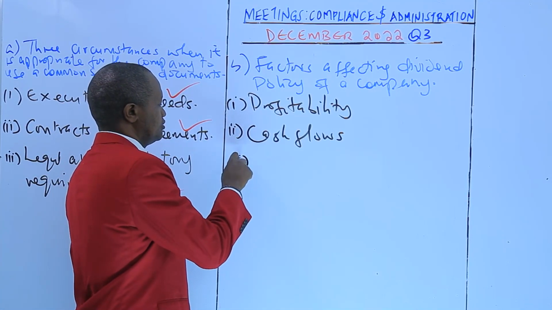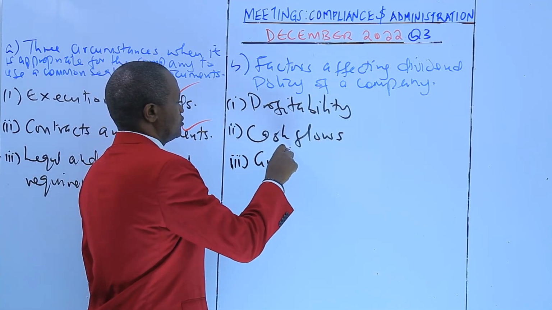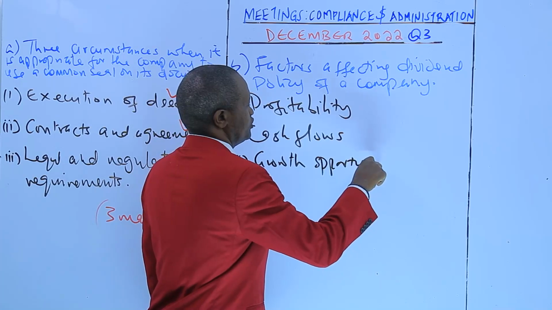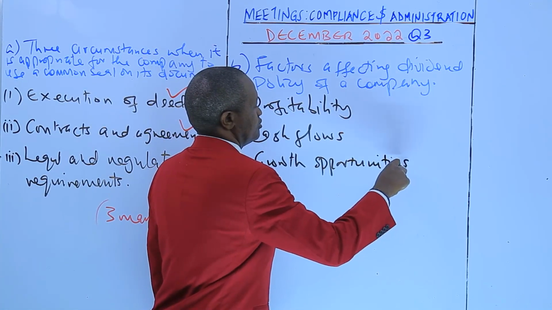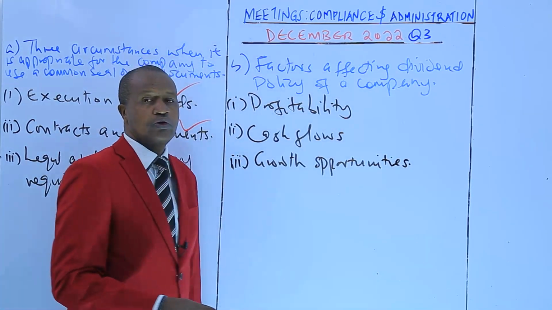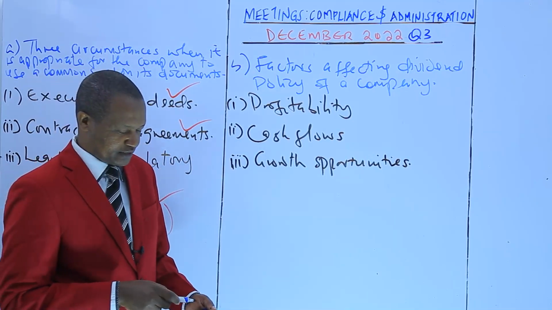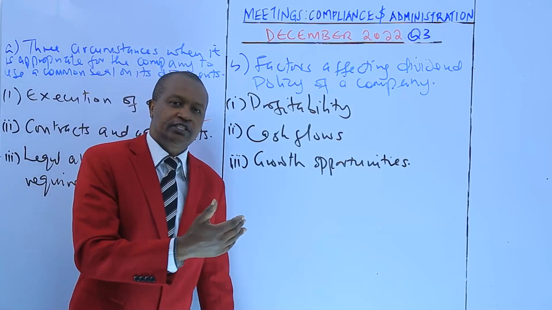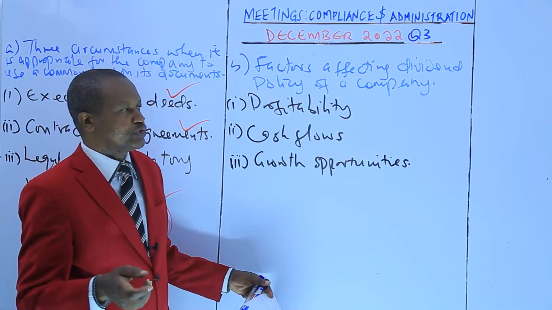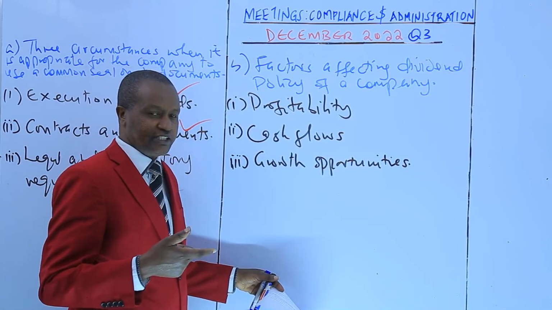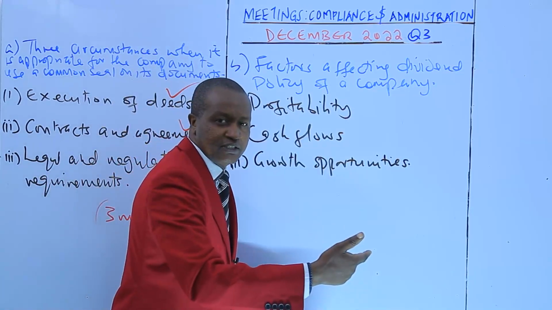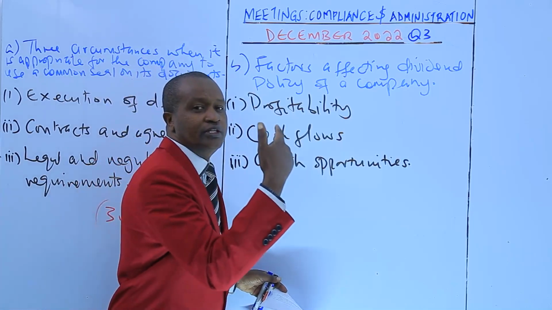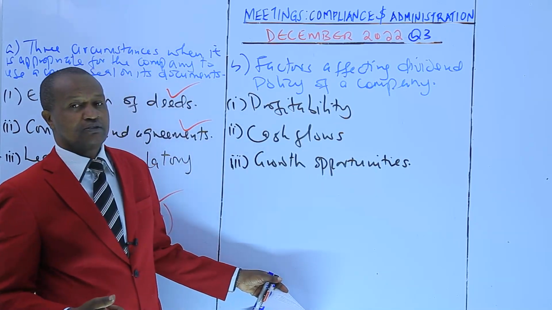Number 3, growth opportunities. Companies that have growth opportunities may choose to retain their earnings for investments into the business rather than distributing them to their shareholders in form of dividends.